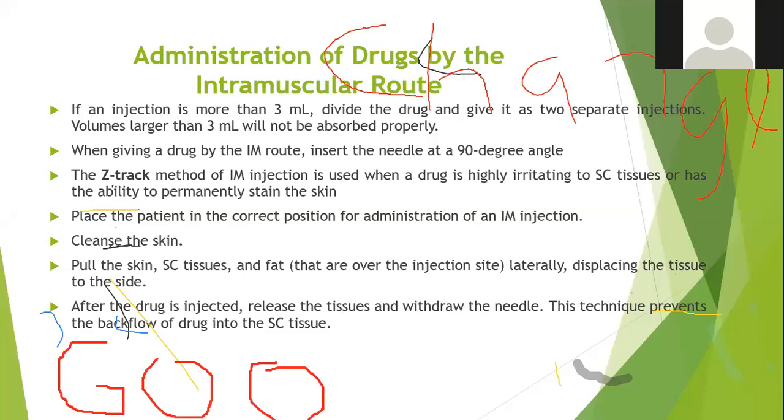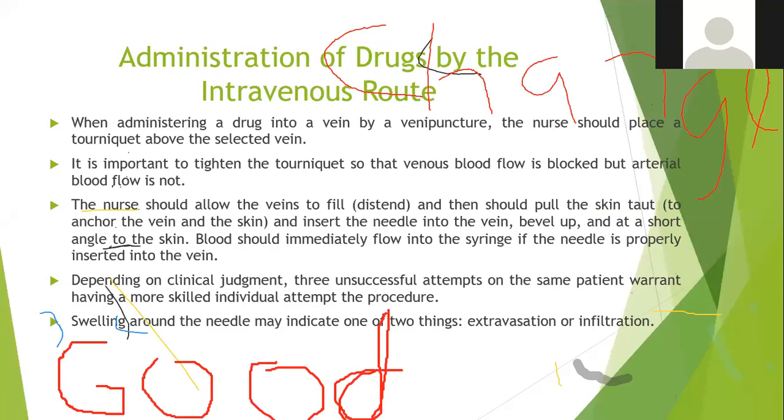Administration of drugs by intravenous route. We are all aware of the intravenous route. When you are administering a drug into the vein by venipuncture, you as a nurse should place the tourniquet above the selected vein. It is, however, important for you to tighten the tourniquet so that venous blood flow is blocked and arterial blood flow is not.